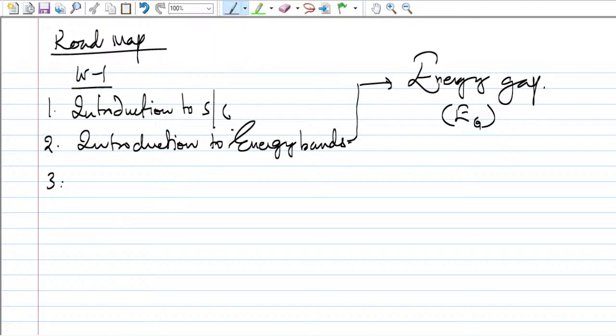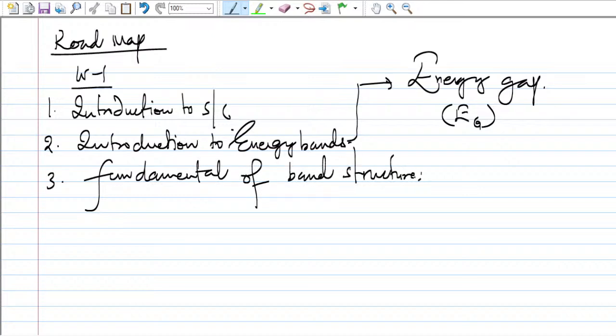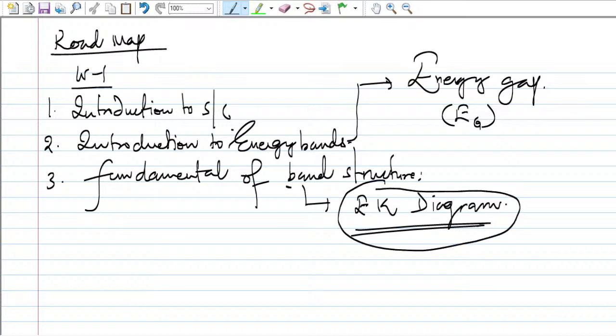The third topic which I will be covering here is the fundamentals of band structure. Under this topic, I'm going to talk about how the E-k diagram comes, and how semiconductors are classified as direct and indirect band gap semiconductors. Which parameter is going to capture the information related to band structure? That I'm going to talk about. Under fundamentals of band structure, I will be covering many concepts.